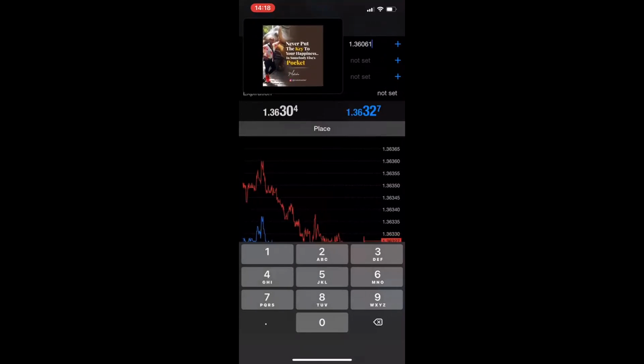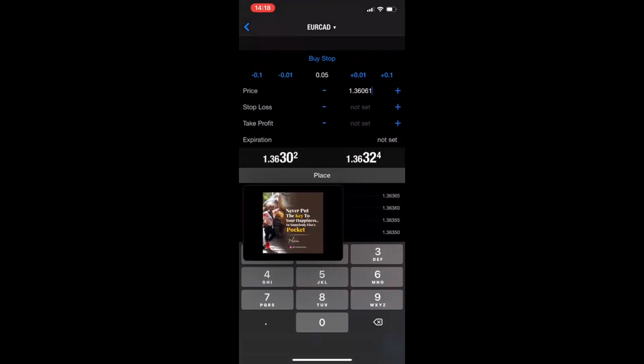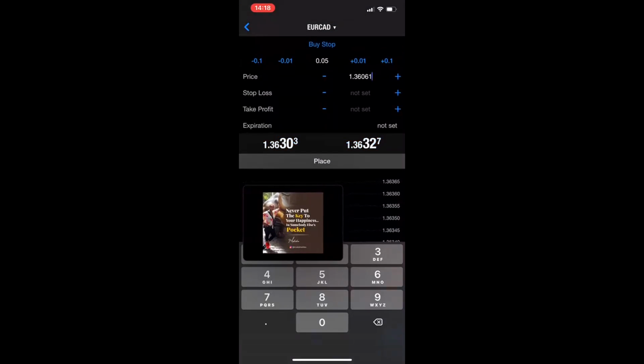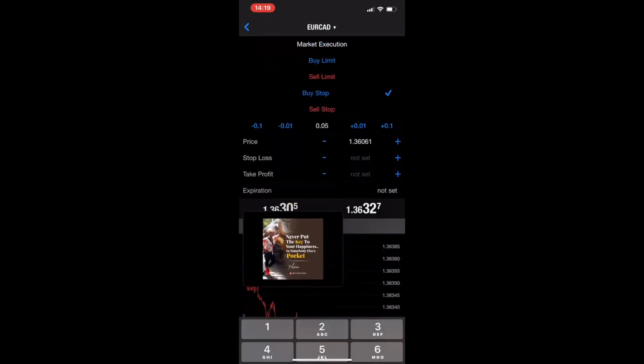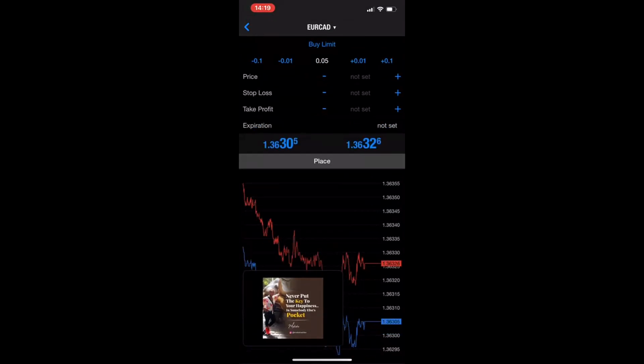1.36061. Now, when you're using a scanner, until you learn what buy stop, buy limit, sell stops are, the MetaTrader 4 or MetaTrader 5 is not going to let you input that particular part incorrectly. So you see how we put in 1.36061, and you see at the bottom, the place button was supposed to light up, but it didn't. All you got to do, because you already know it's a buy order, until you learn the terminology, change it to the next one. Okay?